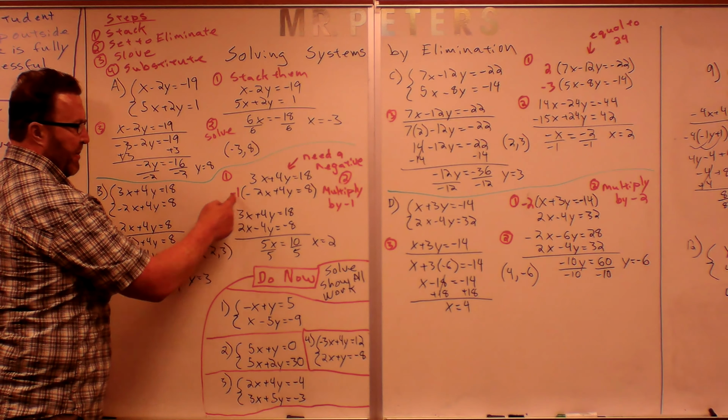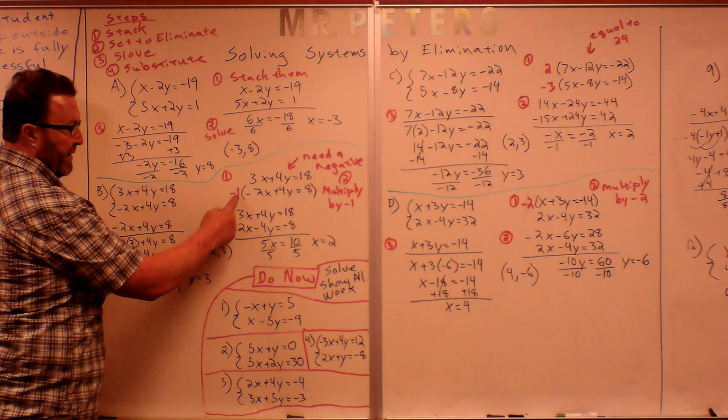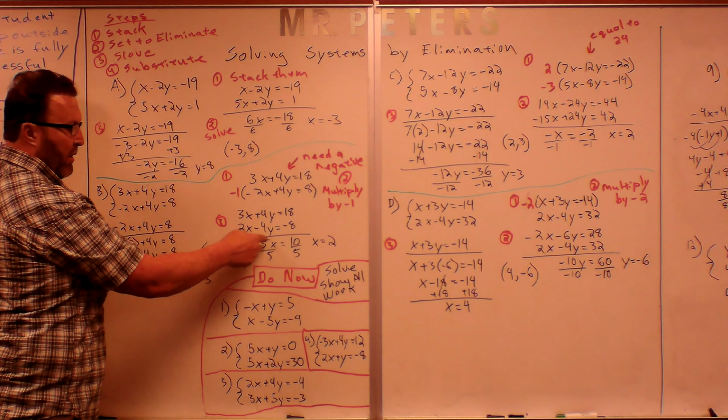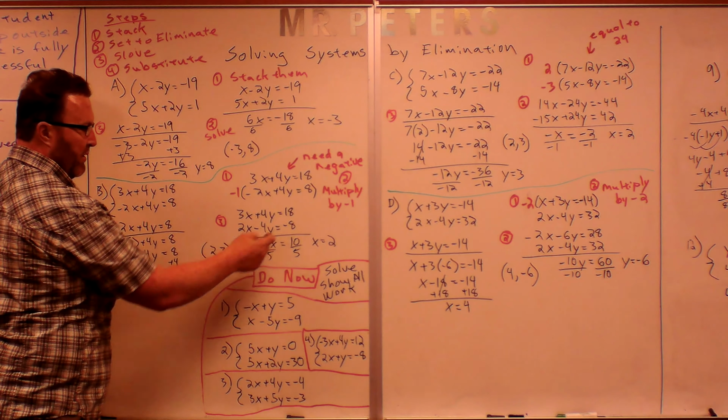Okay, so how do we do this? We multiply this by this, and this by this. So negative 1 times 2, negative 2x. Negative 1 times 4y, negative 4y. That gets us our elimination right here. And then negative 8 times 1, negative 8.